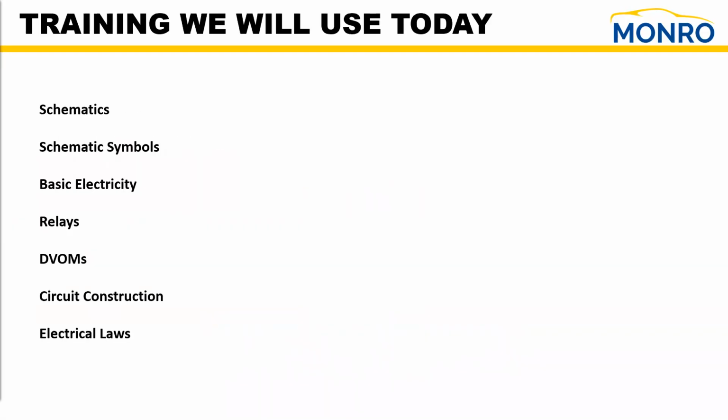Now, in today's training, we're going to be using information that's been covered in previous modules. We're going to be talking about schematics and schematic symbols. We're going to use the information from basic electricity and relays. We're going to be testing using DVOMs. We're going to use the information we learned about circuit construction and electrical laws, and we're going to apply all these today to go through circuit faults.